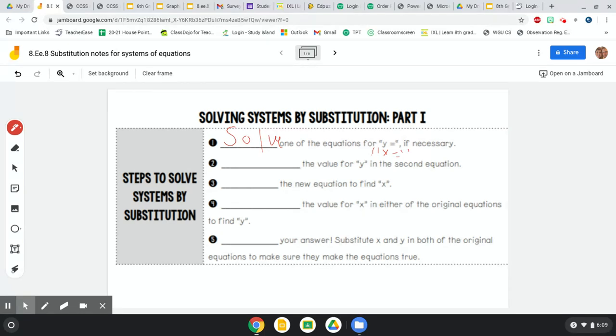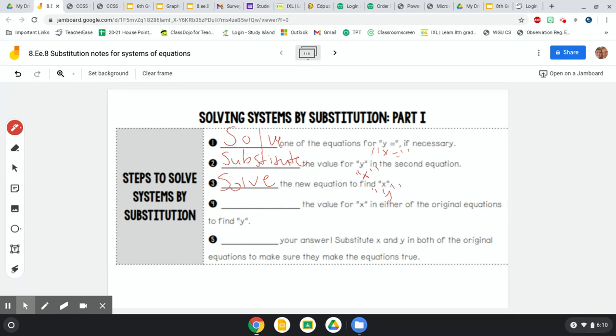Second step is to substitute the value for y in the second equation. So it's either x or y, depending on what you have. Again, this is going to make a whole lot more sense when we do some examples. Third step is to solve the new equation. So basically what you did by doing these 2 steps was to get all one variable in the equation so you can solve for either x or y. Remember, it just kind of depends on what you started with.